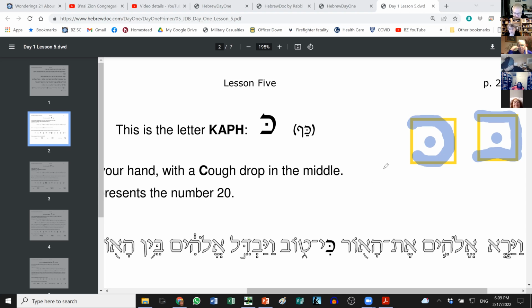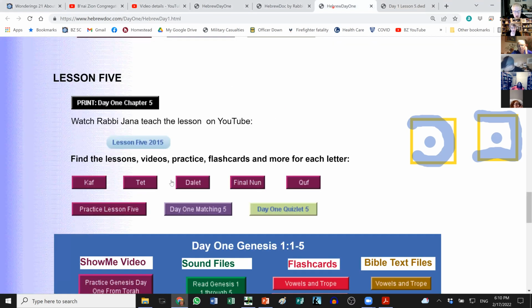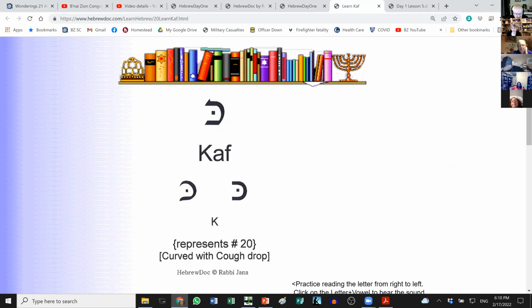So when we go back, I'm going to remind you how to use the page. If we go back to the Hebrew from day 1 page, if you click on the kaf here, I'm going to take away those pictures to not distract you, it should take you to the kaf learning page. So here you have the kaf. It tells you its name, tells you that it sounds like a k.